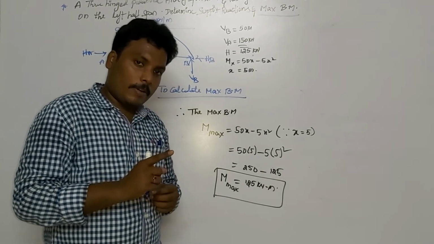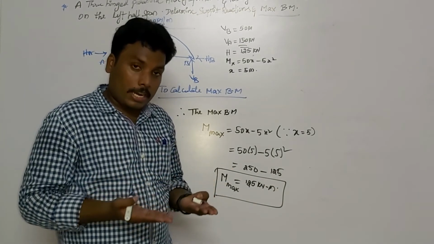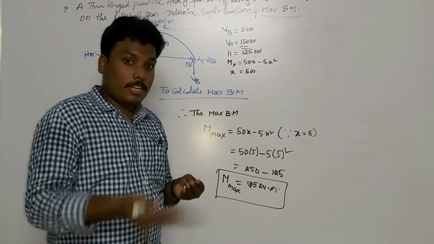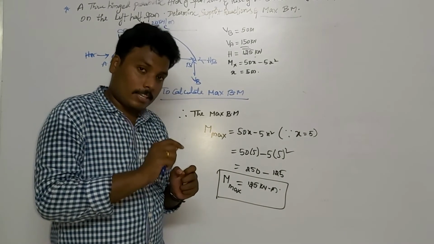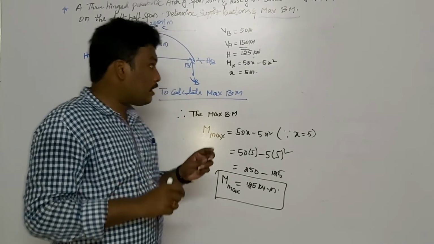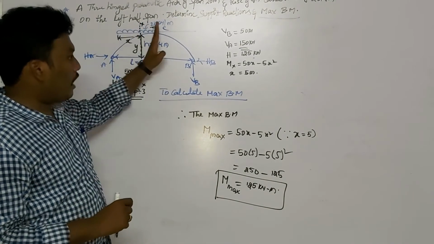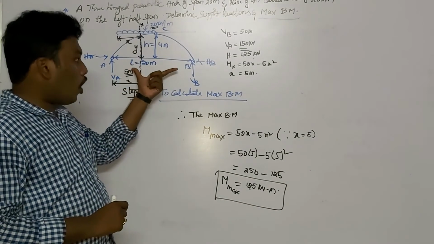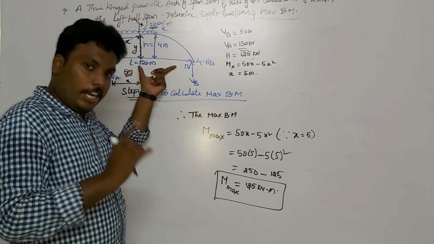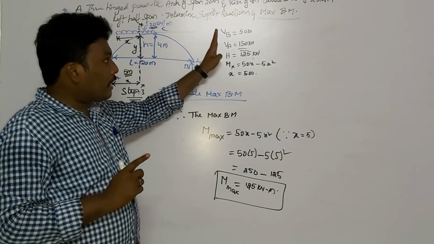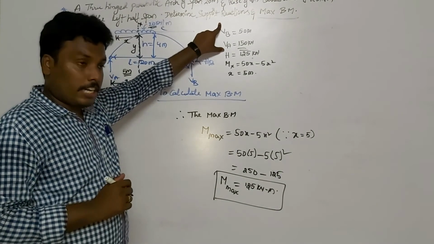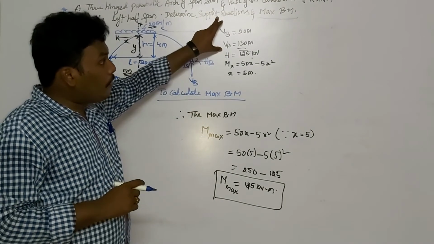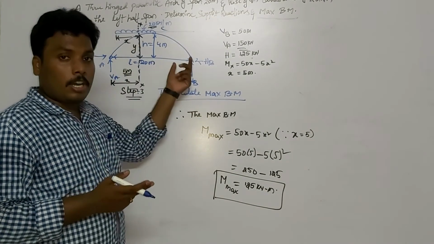So the first step lo manam em calculate chestunnam, we are trying to calculate the vertical reactions using the equilibrium equations. The next stage is to calculate the horizontal thrust. Horizontal thrust మనం ఎలా calculate చేస్తున్నాం? Either from the left half of the section or either from the right half of the section. The both horizontal thrust, definitely it should be equal. Only in the case if you can calculate the vertical reactions, we cannot calculate HA and HB. అంటే VA, VB values ని నేను కనుక్కోకుండా HA, HB ని కనుక్కోలేదు.